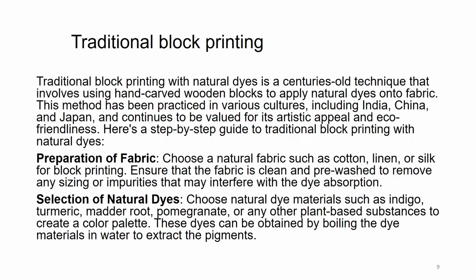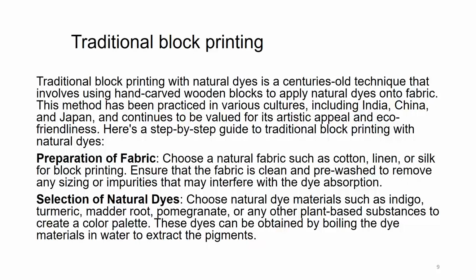Preparation of fabric. Choose a natural fabric such as cotton, linen or silk for block printing. Ensure that the fabric is clean and pre-washed to remove any sizing or impurities that may interfere with the dye absorption. So, just like what we practice in natural dyeing, here also the fabric has to be clean and every sizing or impurities have to be removed, so that there is better absorption of the dye when it is block printed.